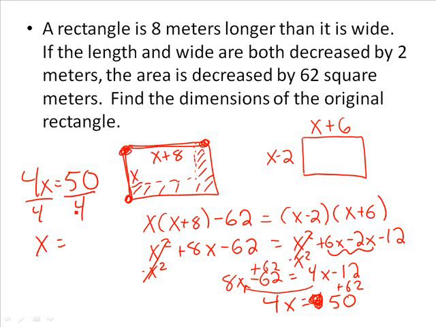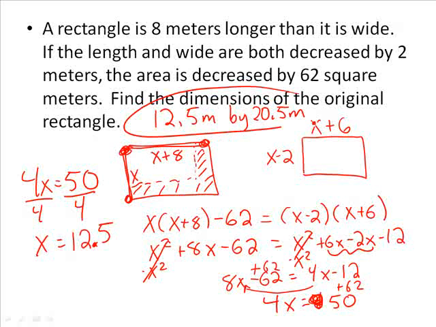We're going to get that 4 goes into 50, 12 with 2 left over, and so there's a 12.5. That's all right. So now it says find the dimensions of the original rectangle. So the original rectangle is x by x plus 8. That's going to be 12.5 meters by, and now we need to add 8 to that, 20.5 meters would be the original rectangle.